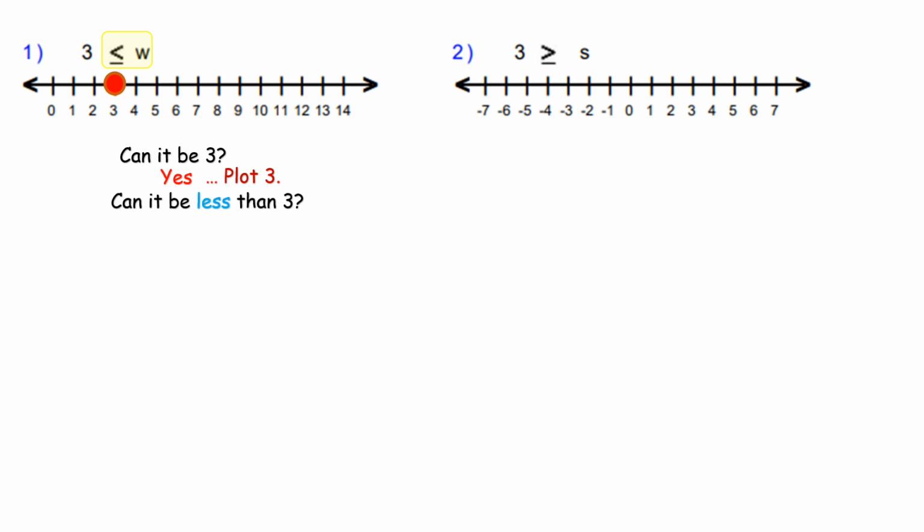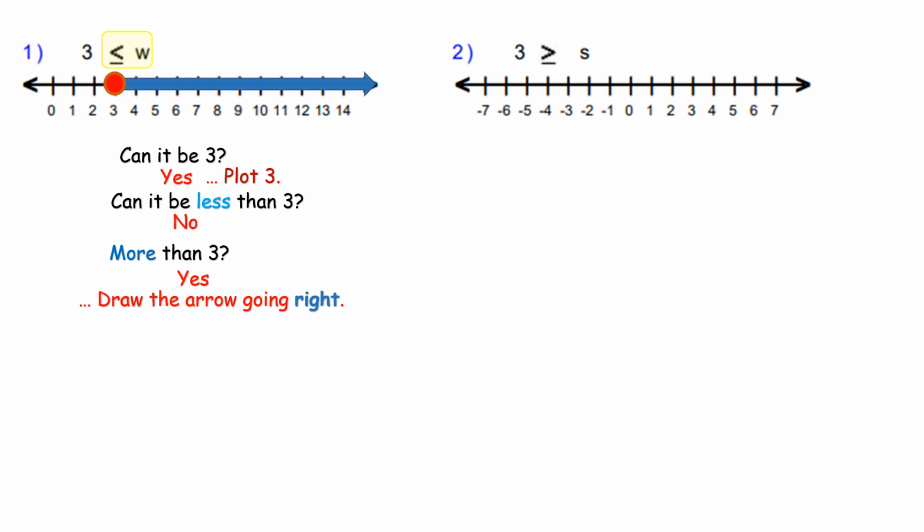Can it be less than 3? Well, the arrowhead is pointing to the 3, which has to be the smallest number, so that answer has to be a no. Therefore, my third question is, can it be more than 3? And that answer has to be yes, because the W is on the bigger side of the arrowhead. So since it's a yes, I know I'm going to draw an arrow going to the right. Once again, shade it in nice and thick so I can tell where it is. Highlight it or use a marker or a colored pencil, something that makes it stand out so that you know which way the arrow goes. So when I look at just what is being plotted there, I can tell you that W can be equal to 3 and anything that's bigger than 3.